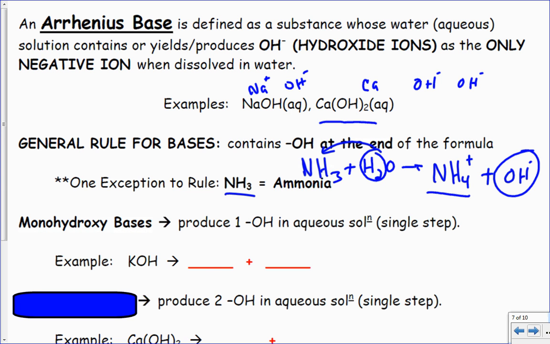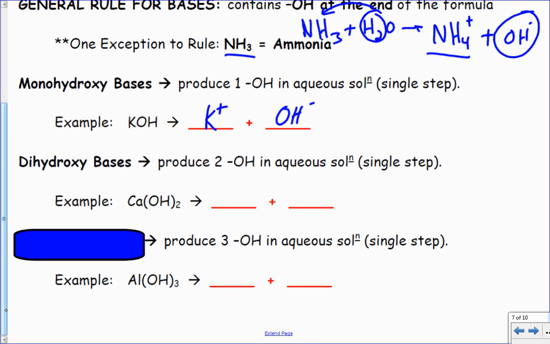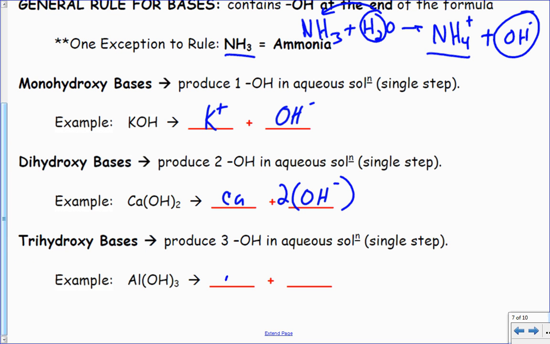Monohydroxy bases produce one OH. This goes to K plus, one OH minus. Dihydroxy base produces two, so I have Ca plus OH minus 2. Then trihydroxy base, Al, 3 OH minuses. Boom, follows the same step as before.